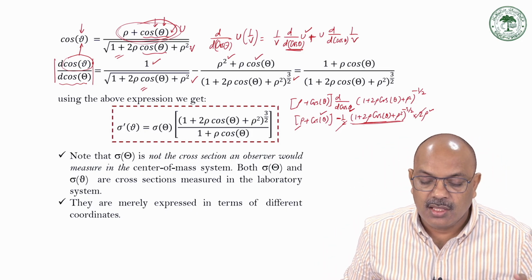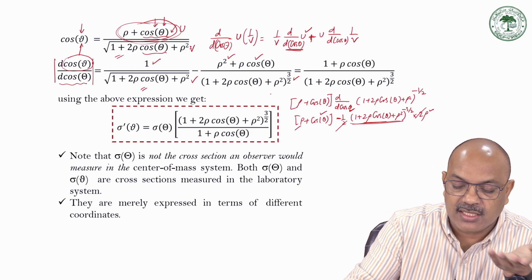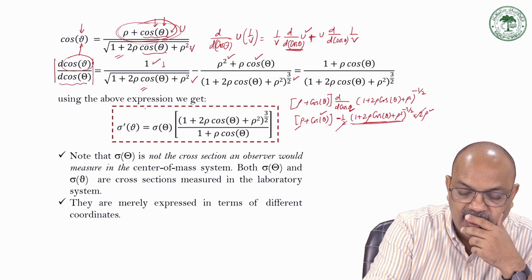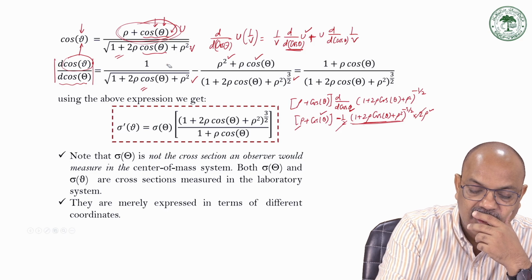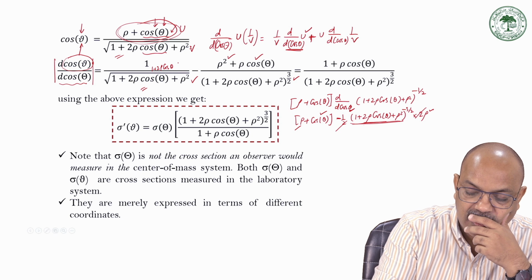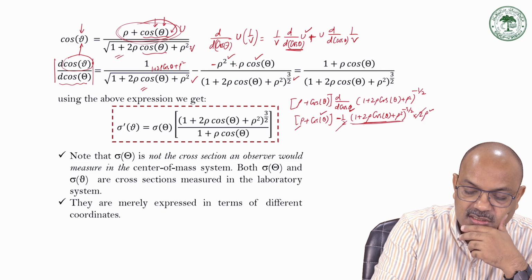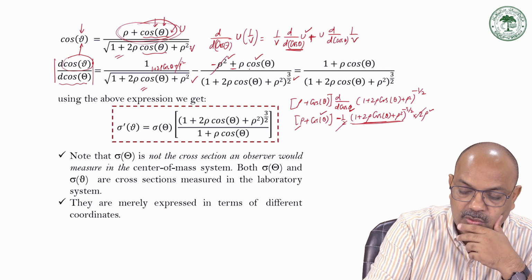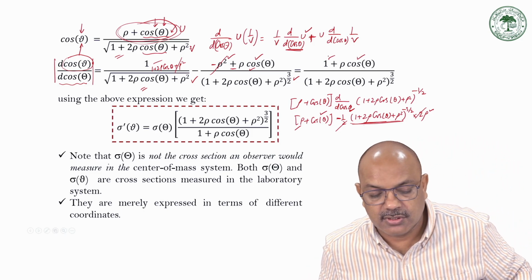Now we have this plus this, and if you take the LCM, you're going to get 1 plus 2 rho cos theta plus rho square, and then minus of this and minus of this. So this will cancel out, and 2 rho cos theta minus rho cos theta is going to give rho cos theta, and this one is there. So this is very straightforward, you get the calculation.